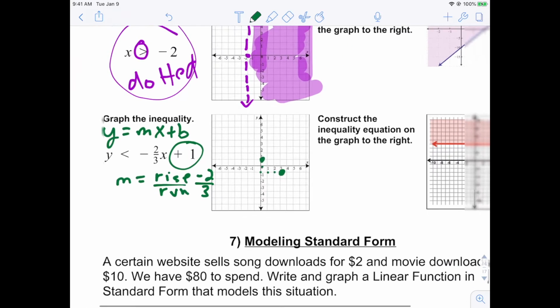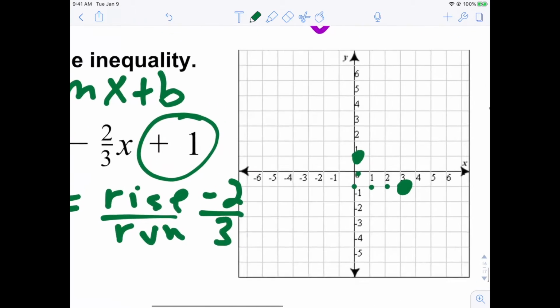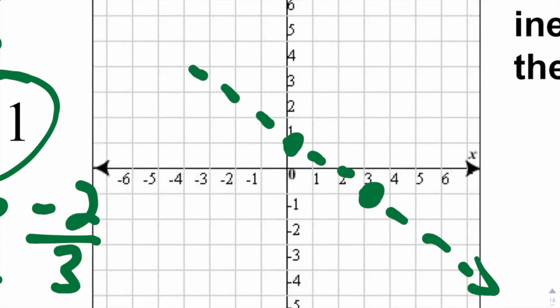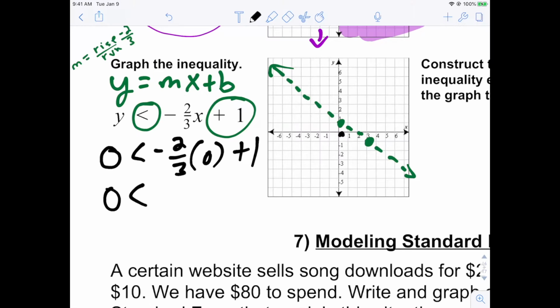I notice again that I have this symbol right here, so it's going to be a dotted line drawn through these. But now we have to figure out which way we're going to shade. Remember, you have to pick a point. I always like to pick 0, 0 because it's the easiest point to plug into any equation. So we plug 0 in for y and 0 in for x. We get 0 less than -2/3 times 0 is just 0, plus 1, which is just 1. So we get 0 is less than 1.